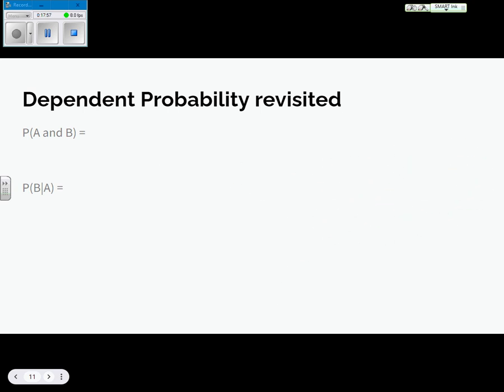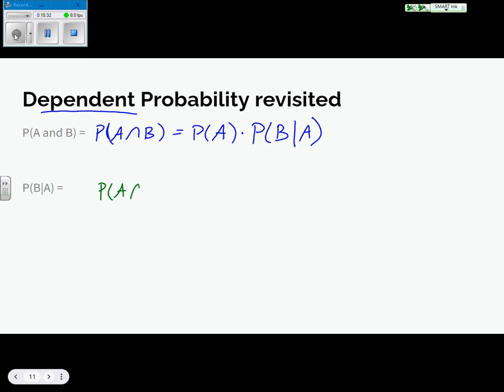So remember, dependent probability: when I'm doing the probability of A and B, whenever it's dependent, I've got to do the probability of A multiplied by the probability of B given that A has already occurred. Now I could solve this explicitly for the probability of B given A and be given a formula that we pretty much just used. You know what? I'm going to go ahead and do that. I'm going to divide both sides by the probability of A, which gives the probability of B given A.